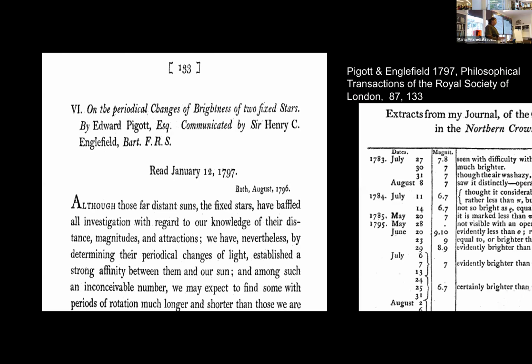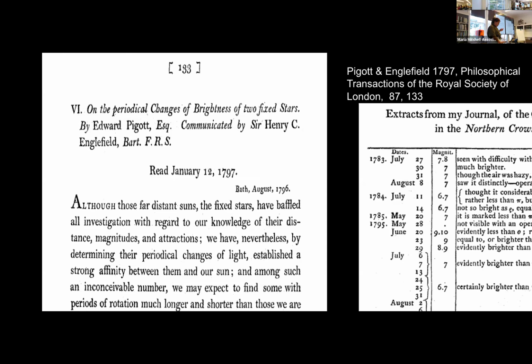R CrB was first discovered and observed to be variable in the 1780s by a man named Edward Pigott in Bath, England. He was taking observations over a span of years, looking at how R CrB was changing. And what we care about here is the magnitudes. So he was watching how it was changing in brightness. Magnitude is a measure of brightness. The higher magnitude is when the star is dimmer, and the lower magnitude is when the star is brighter.